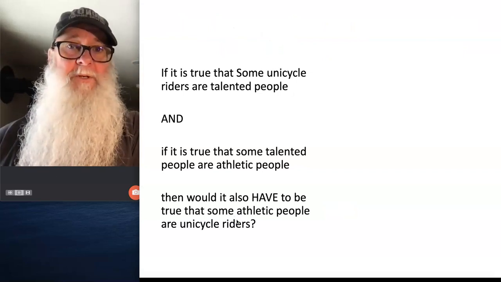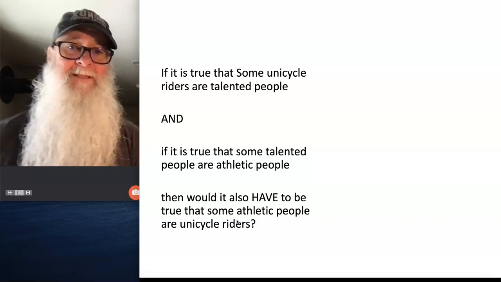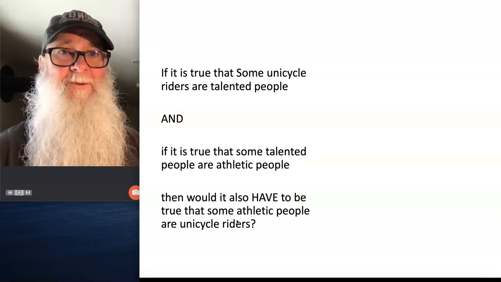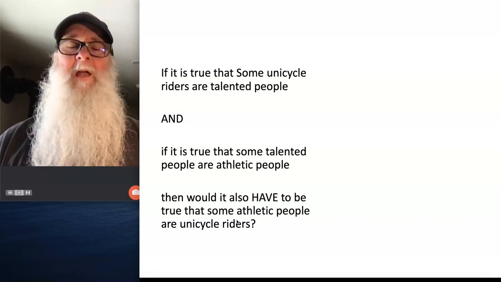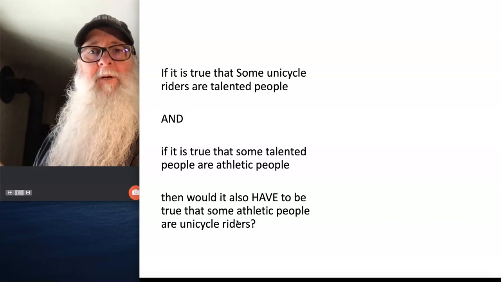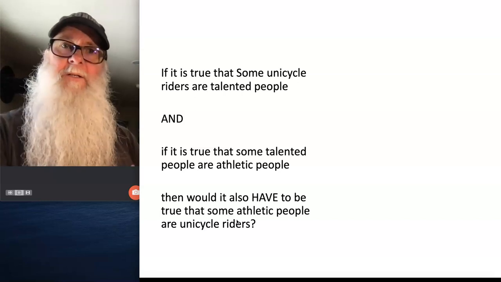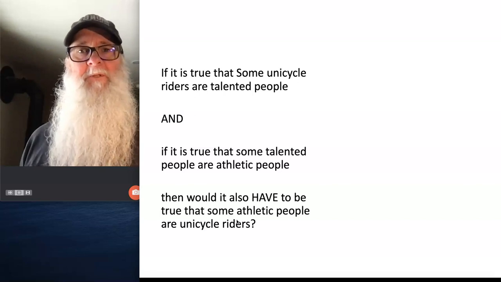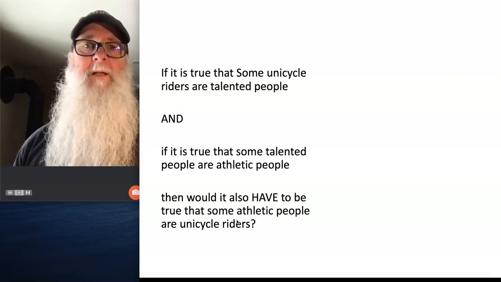If it's true that some unicycle riders are talented people, and if it's true that some talented people are athletic people, would it also have to be true that some athletic people are unicycle riders? And the answer is no. Maybe there are some athletic people who are unicycle riders, but we don't know that there's any overlap between these groups. Maybe we have a bunch of unicycle riders over there, and they're talented people, and then we have some talented people over here who are not unicycle riders, but who are athletic people. We don't know that there's any common membership between these two groups. We just know that we've got some talented people who do different kinds of things that make them talented.